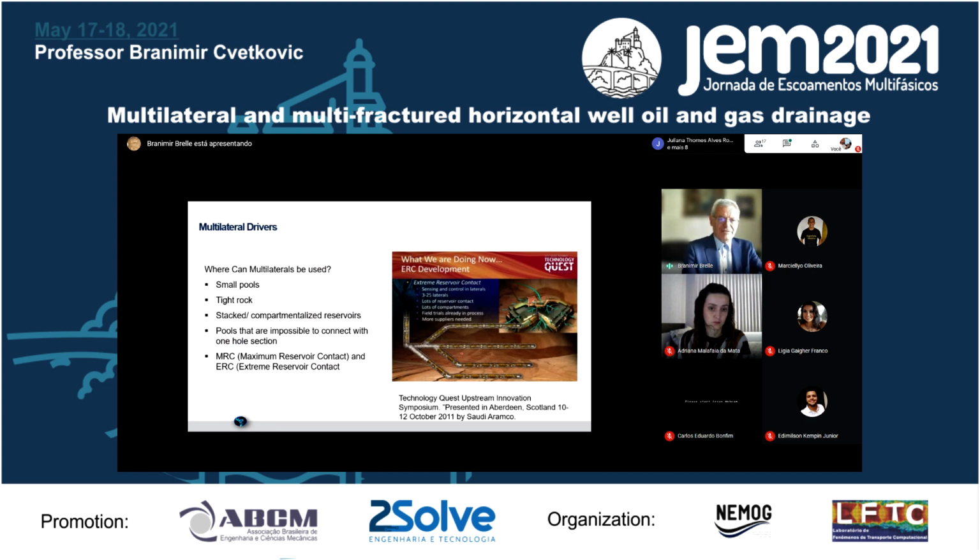And then multilateral drivers. When can multilateral be used? Small pools, small areas, compartments, which we presented. Then pools impossible to connect with one hole, that is also what we presented. And we want to achieve maximum reservoir contact, and maybe even extreme reservoir contact.